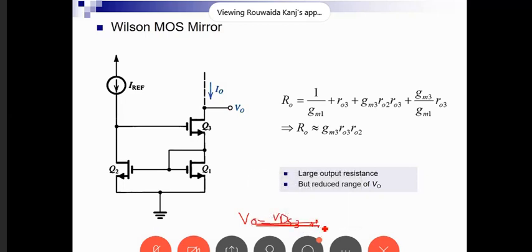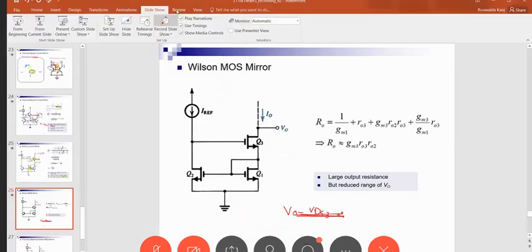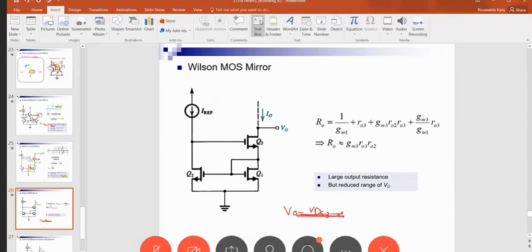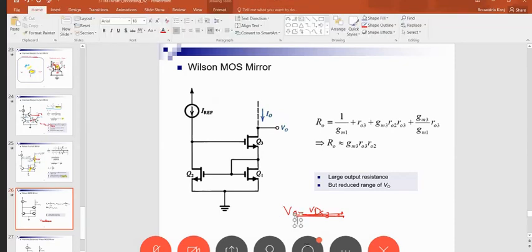Okay, let us type it in the regular. Okay, so let us type it here. Okay, so VO, let us erase this, move this out. So we have here, we want VDS3 to be greater than VGS3 minus VT.